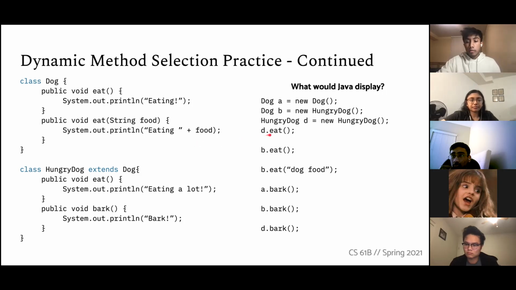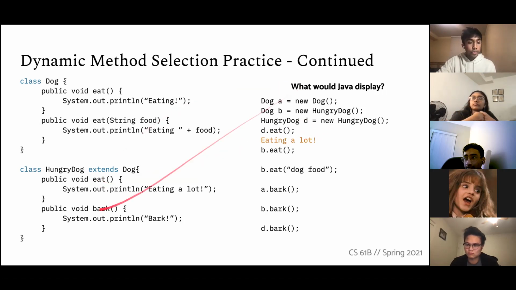Can someone tell me what happens if we do d.eat, or just put it in chat? Yeah, so it's going to be doing eating a lot. That's because it locks onto this method during compile time, and it'll lock onto it during dynamic because they're the same class here. What about b.eat? What would b.eat be?